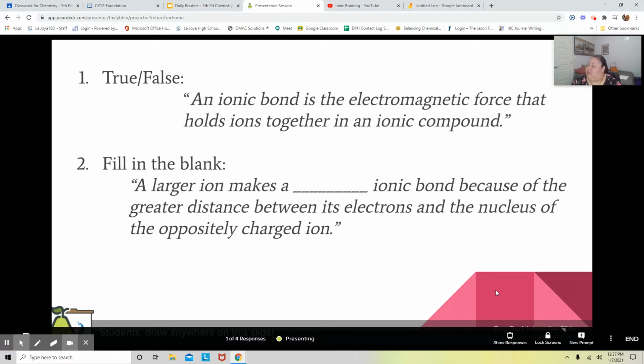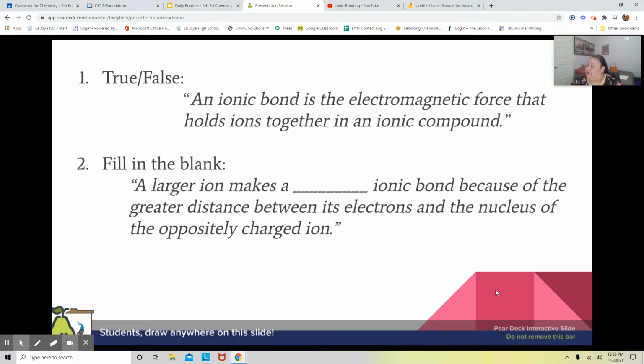What do you think, Alexia? Mario, Irvin, Arlette, Kevin, Gabby? Which one goes in the blank? I don't see anything, guys. Come on.